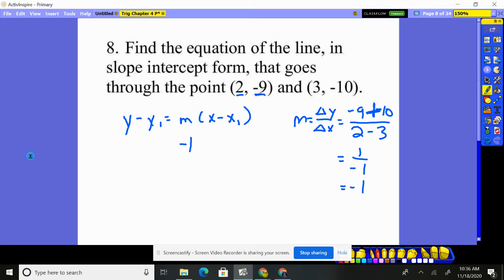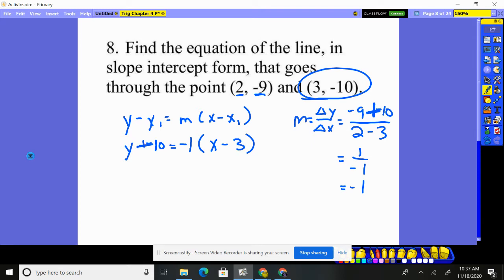All right, so I just plug in the m to be -1. y minus y sub 1 equals m times x minus x sub 1. You get to choose which point you're going to use. You can use (2, -9), or you can use the point (3, -10). I'm going to go with (3, -10), I think. So I'm going to put a -10 here, and I'm going to put a 3 here. If I'd done (2, -9), I'd get the same answer.